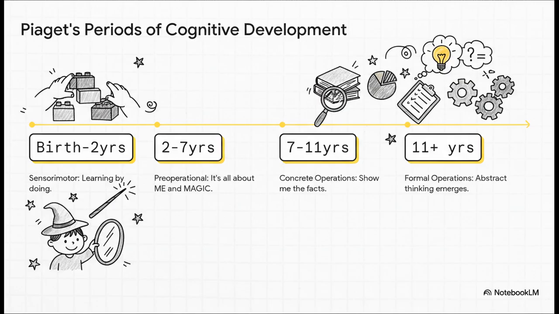This timeline really gives you the roadmap. You can see how they progress, from sensorimotor, where they learn by touching and doing, to pre-operational, which is the age of magic. Then comes concrete operations, where they need cold, hard facts. And finally, formal operations, where they can start to think abstractly. Each period has its own set of rules for how they process the world.